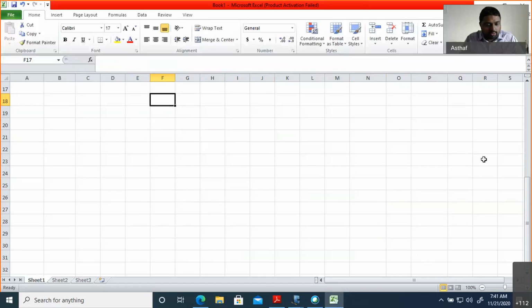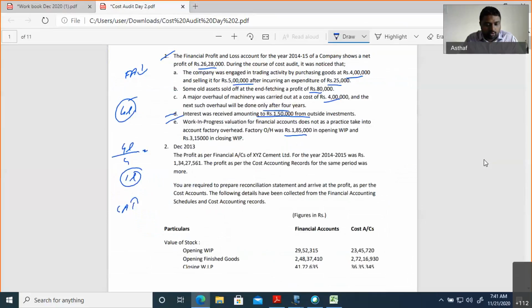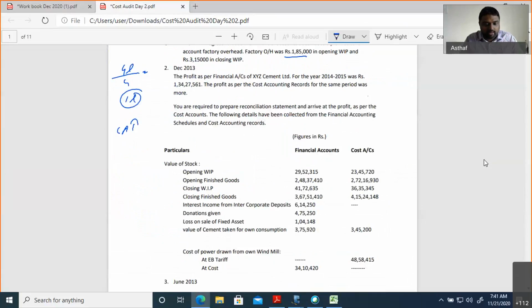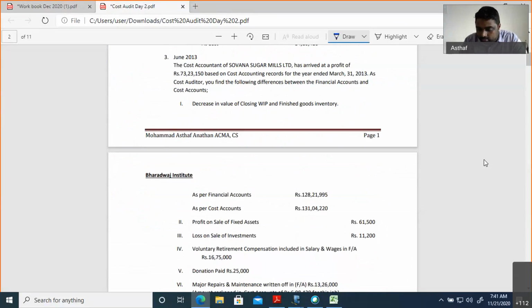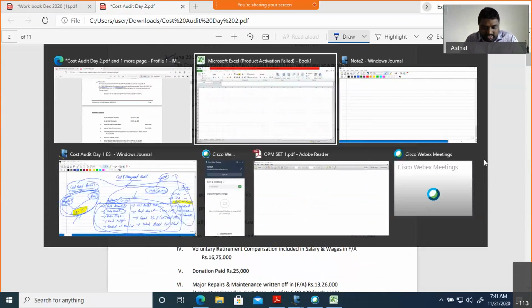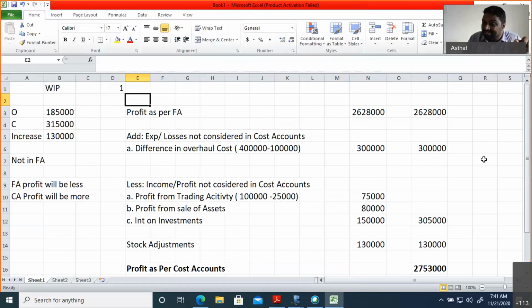So what is the next question? Okay, this is a little interesting, a little advanced. Question number 3. What is question number 3? Cost accounts of Savarna Sugar Mills arrived at a profit of 73 lakh 23,000 based on cost accounts. So here in the last case we were working with the financial profit.